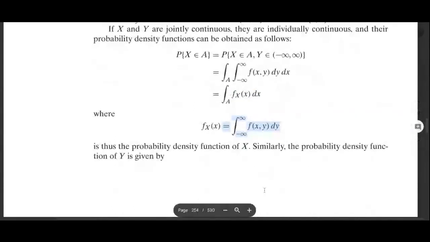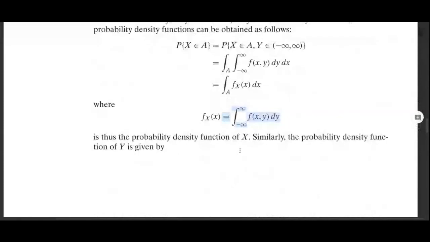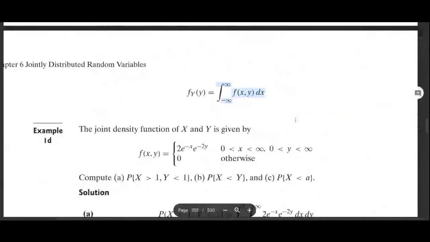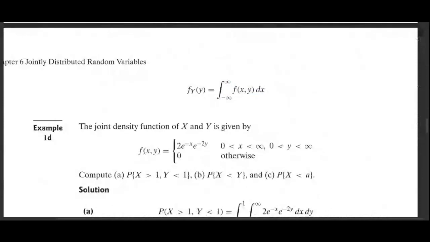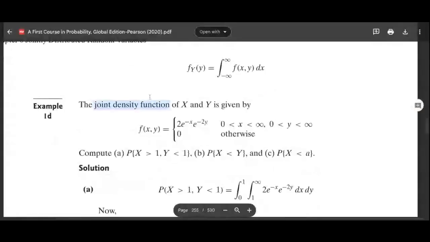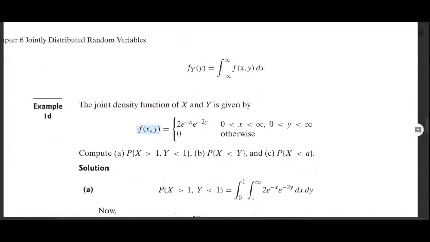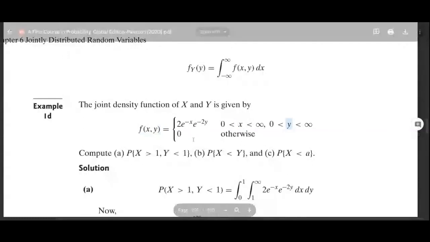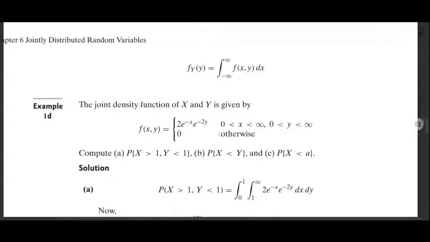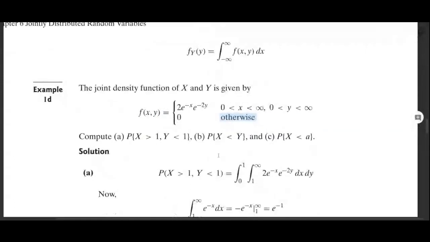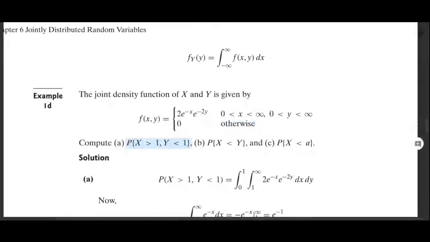This is thus a probability density function of x, and similarly for y. Interesting. All right, let's see this example. The joint density function of x and y is given by this: when x is positive and y is positive, we have this density function. Otherwise, if x, y are negative, it's 0. So we want to compute x greater than 1, y less than 1.